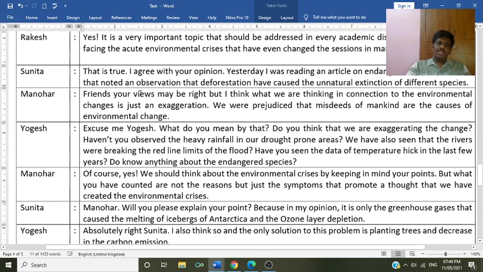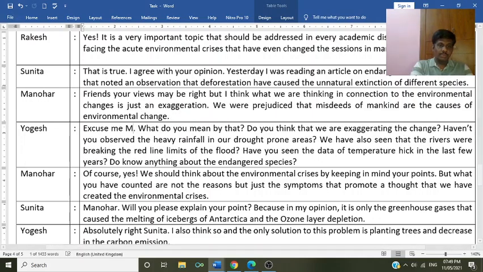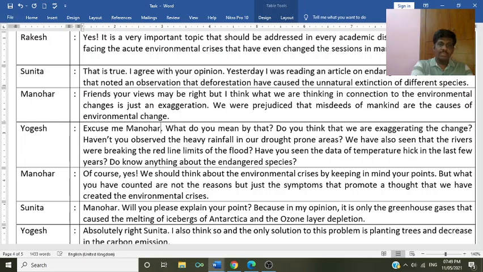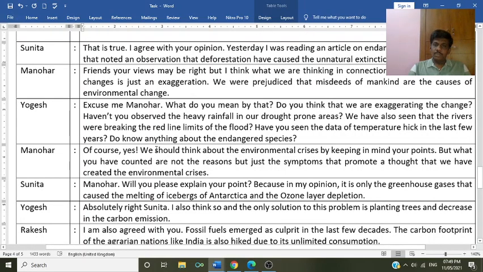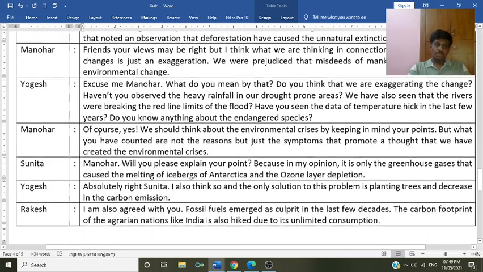Then Yogesh is saying, excuse me, Manohar. What do you mean by that? Do you think that we are exaggerating the change? Haven't you observed the heavy rainfall in our drought prone areas? We have also seen that the rivers were breaking the red line limits of the flood. Have you seen the data of temperature hike in the last few years? Do you know anything about the endangered species? So these are the questions asked by Yogesh to Manohar. This is raising doubts against his opinion.